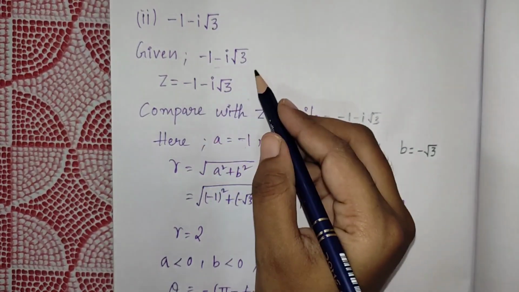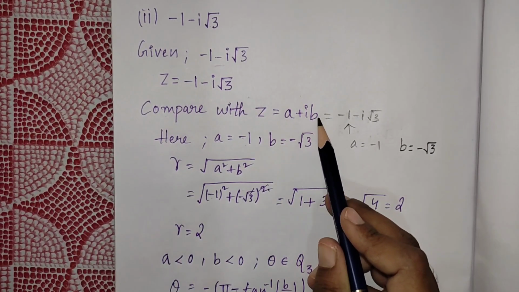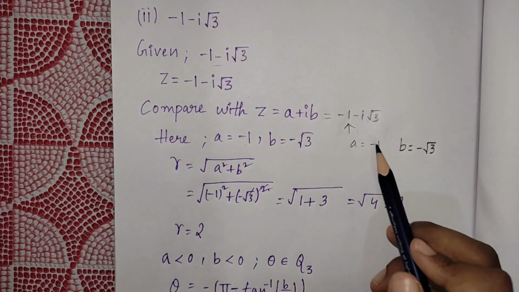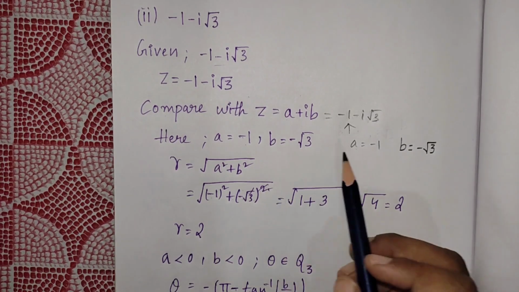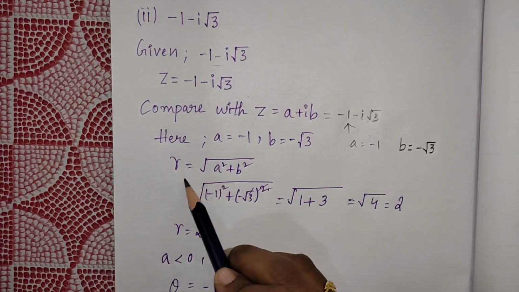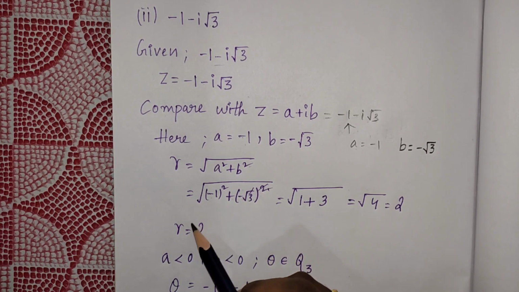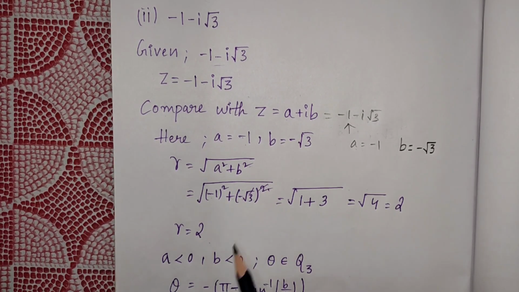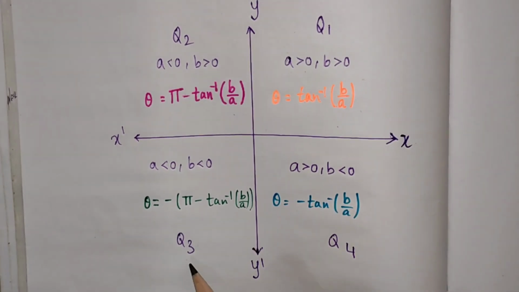Minus 1 minus I root 3, whatever is given, write that, assign with Z, compare with Z equal to A plus IB, then you'll get A, B values. So substitute A, B values in R equal to root over A square plus B square, then you'll get R value also. Now for the condition, see this graph again.